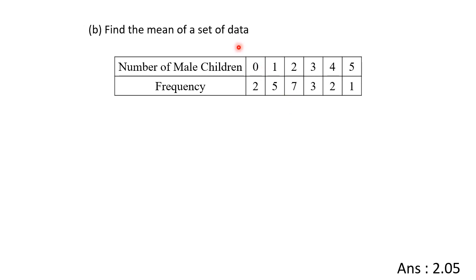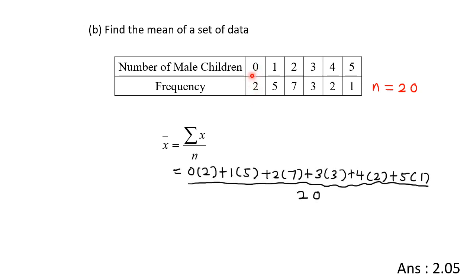So here we have a table. In order to solve this, first we have to total out all this frequency here to get the total number of n. So here we total out and we get 20 here. And then to find the mean, we still have to use this formula. And since here we have frequency and the number of children, we'll multiply each one.